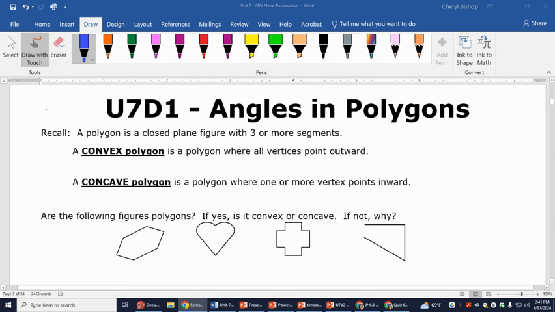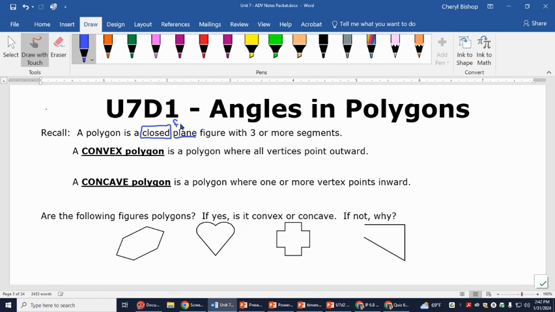Hello, today we're going to be looking at Unit 7, Day 1. We're going to look at angles in polygons. Remember, a polygon is a closed plane figure with 3 or more segments. So when we say a closed figure, that means there's no gaps in the edges. They're all the way closed. Okay? And then a plane figure, that means it's going to be flat.